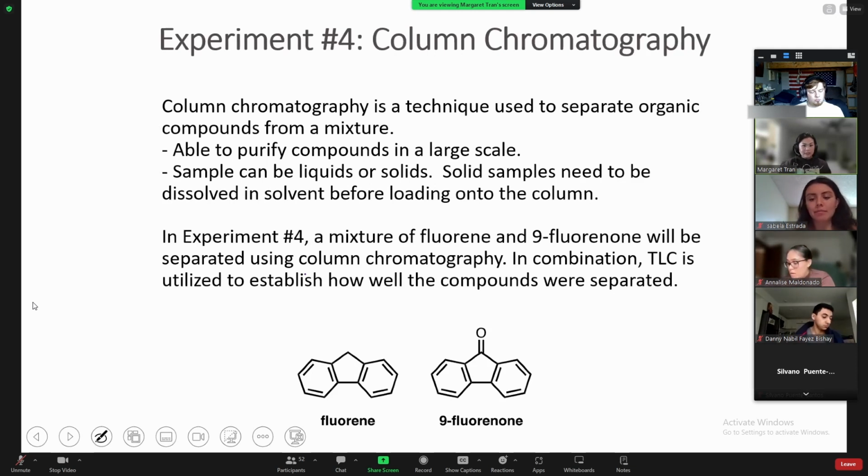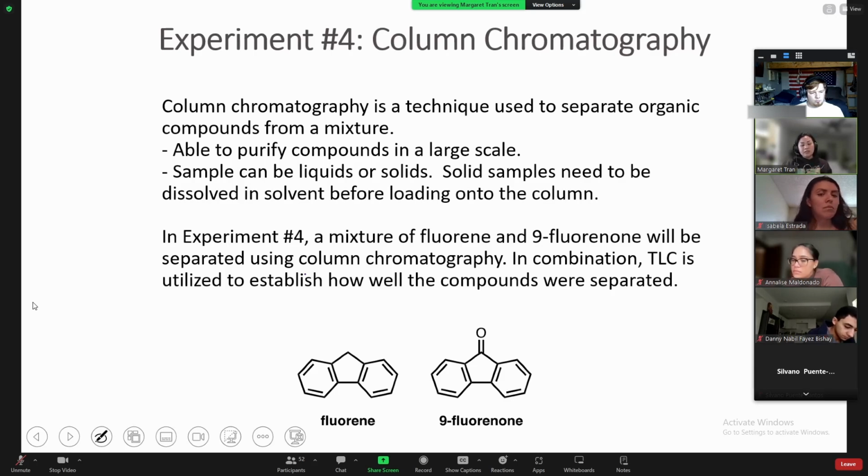For the next one is column chromatography. So we have fluorene and 9-fluorenone, right? With these 2 different compounds, we're separating them out using column chromatography. So it's technically about the same kind of theory as TLC. However, we have different mobilities. We're moving down a column now, right?